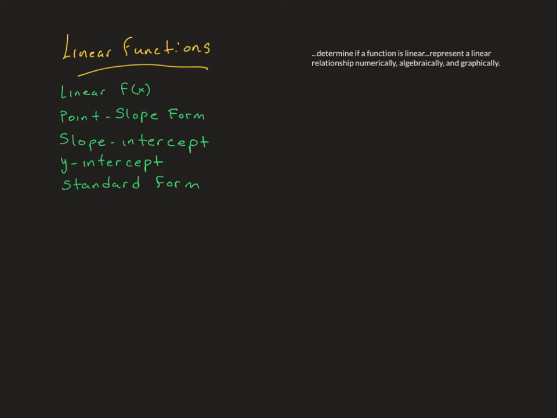So talking about first, a linear function is a function that can be written in the form f of x equals mx plus b, which may be very familiar, where m and b are real numbers, and it consists of a set of ordered pairs all lying on the same line.